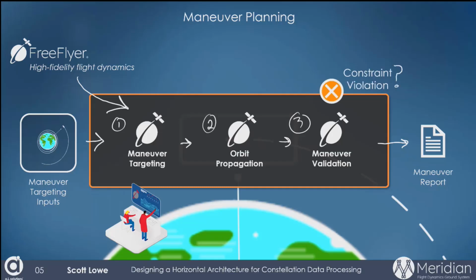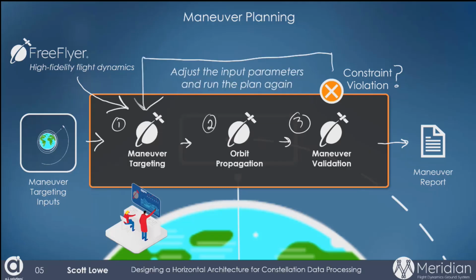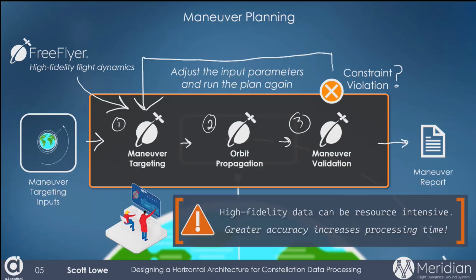Now, of course, when we're running this process, we are looking for constraint violations. We're making sure that as we're flying our maneuver, we're staying within our control box and that other requirements are being met. And if one or more of those requirements aren't met, we adjust those input parameters and run the whole thing again. So again, the big takeaway here is that this is a great process. It's worked for a lot of spacecraft, but as you know, if you've ever done flight dynamics in a ground system, this process can take time. High fidelity data can be resource intensive.